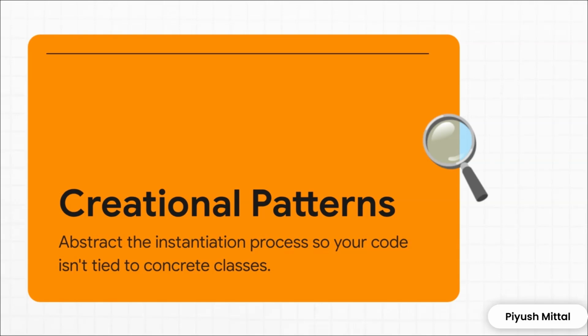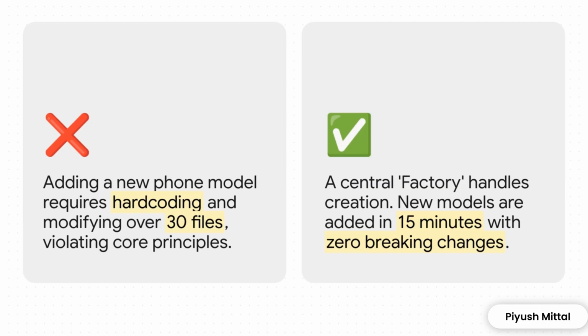Let's check out a classic example to see exactly how this works. So picture the code for a mobile shop. On the left, you see the problem. Every time a new phone model comes out, you've got to hunt through the code, changing new statements in dozens of files. It's risky, it's messy. But on the right, the factory pattern gives us this beautiful, elegant solution.